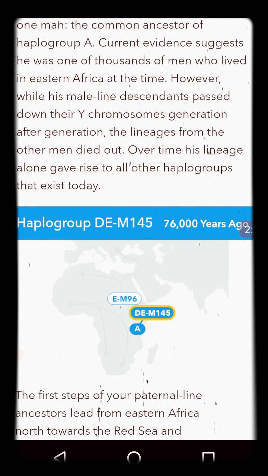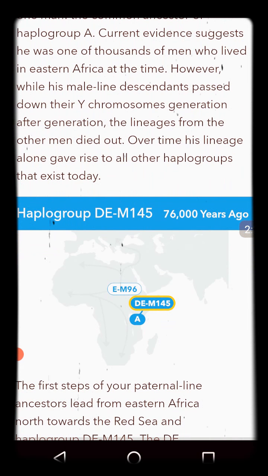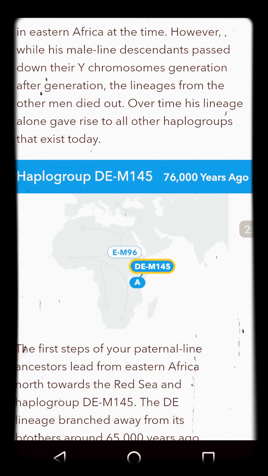Again, the common ancestor of haplogroup A. It's where all men are supposed to come from, which is Adam. Current evidence suggests he was one of thousands of men, that would mean that Adam was one of thousands of men who lived in Eastern Africa at the time. However, while his male line descendants passed down their big Y chromosomes generation after generation, the lineages from the other men died out. Over time, his lineage alone gave rise to all the other haplogroups that exist today.